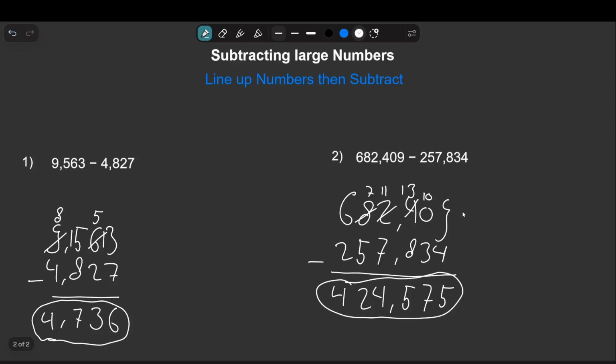I made this problem because you have to borrow twice for some things, like this one. We made this into a 3, but we couldn't do 3 minus 8, so we made the 3 into a 13. And exactly the same for this one. We borrowed from the 2, turning it into 1, but we couldn't do 1 minus 7, so we had to borrow and put it by the 1. So this was basically the video, guys, on subtracting large numbers, where we line them up and then subtract.